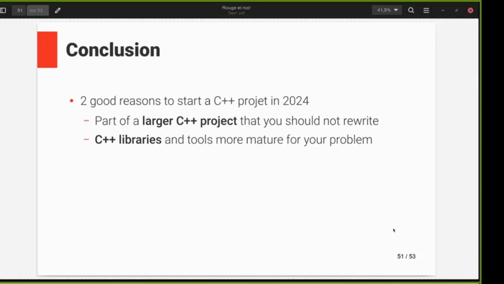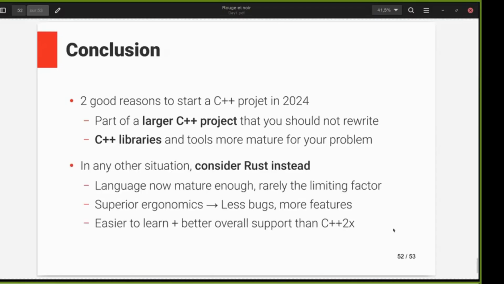My conclusion from this would be that there are really 2 good reasons to start a C++ project in 2024. Either that new C++ project is actually part of a larger C++ project that you don't want to rewrite. That's a good reason to write your new module in C++, because interoperating C++ and Rust is actually a bit hard. And the second main reason is that your project relies on some software elements that are a lot more mature in C++ than they are in Rust. Libraries, tools like for GPU computing.